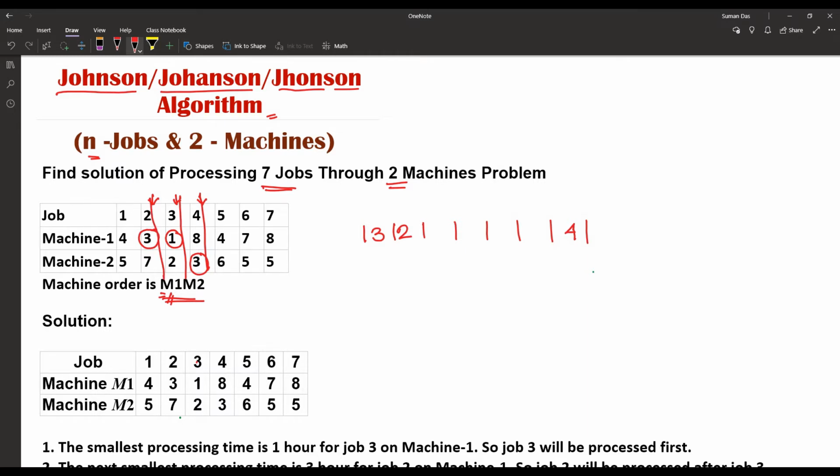Next we have to find the next minimum processing time, which is 4, and that is for job 1 and job 5 and for machine 1. Previously we said that now we have to look at the largest processing time for machine 2. In the largest processing time of machine 2 we find job 5. According to that, we write 5 before job 1.